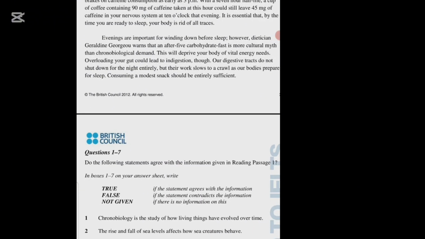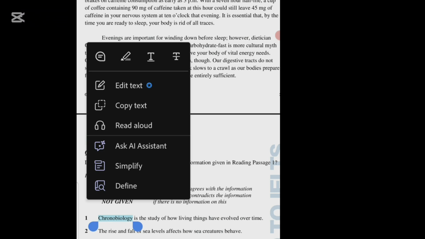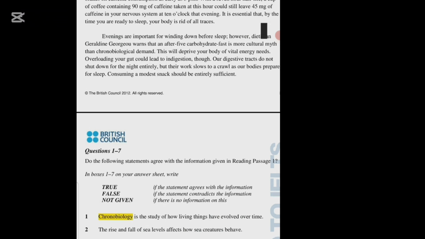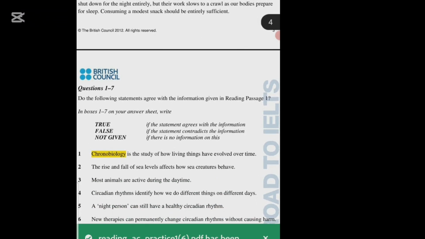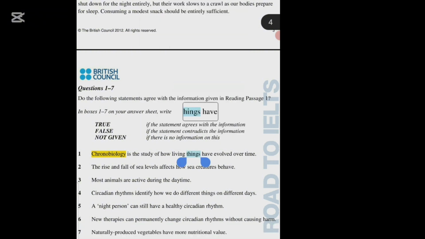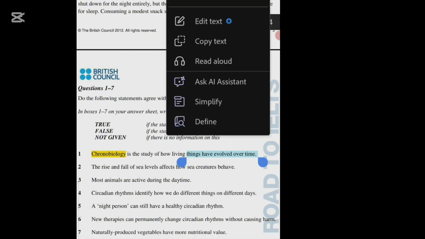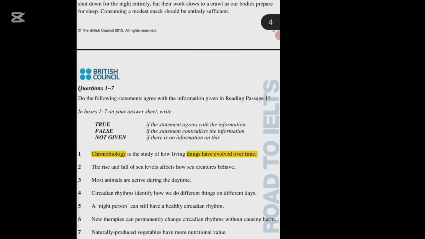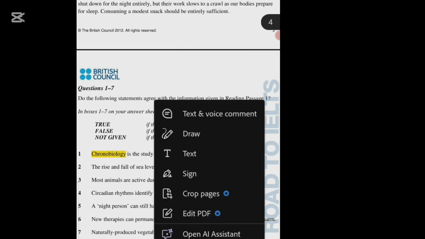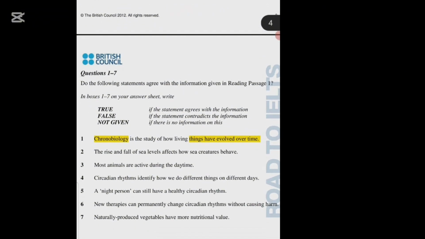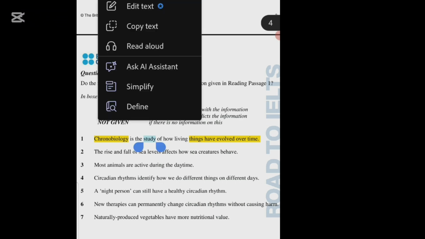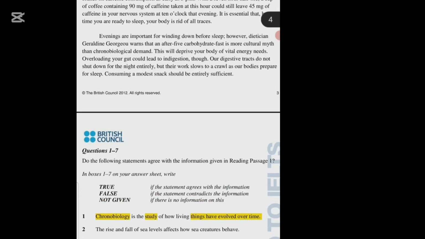So I'll typically begin with the first one now: chronobiology is a study of how living things have evolved over time. So keywords here: chronobiology first of all, so we're going to highlight that keyword, and we also have how living things have evolved, the study of how living things have evolved. And there's also the word study to highlight too. So we quickly highlight those words, and those are the words we're looking to see in the text in rephrased form, remember? So let's move right into the text now.